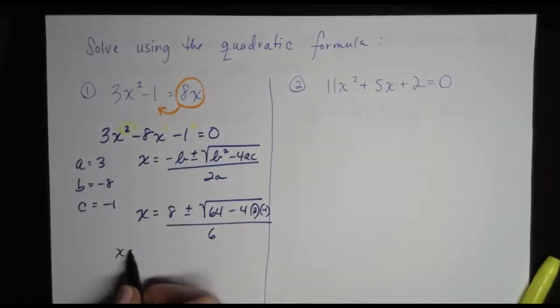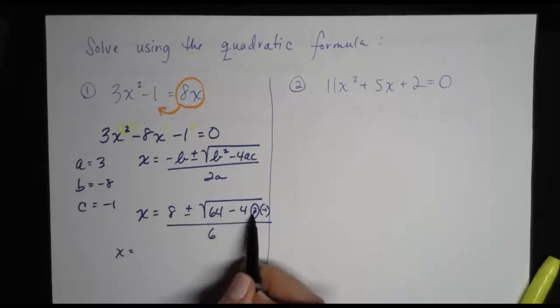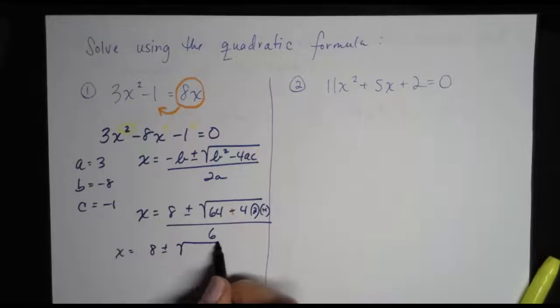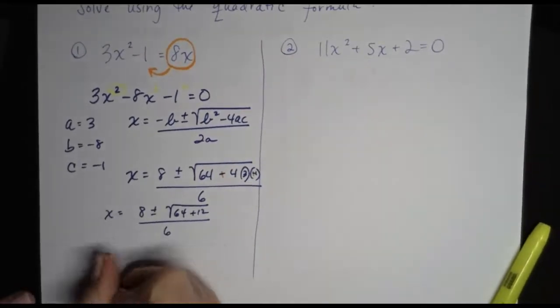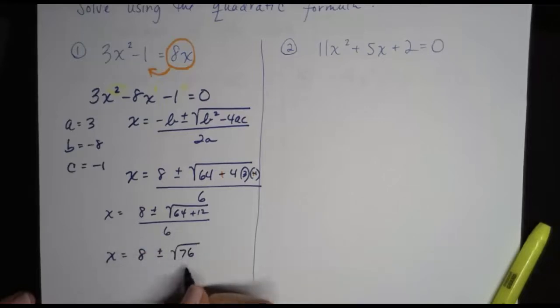So underneath our radical sign, we have 64 minus 4 times 3 times negative 1. Notice there's two minuses. So those two minuses are going to make a plus. So we end up with 8 plus or minus the square root of 64 plus 12. 64 plus 12 is 76. So we end up with x equals 8 plus or minus the square root of 76 all over 6.